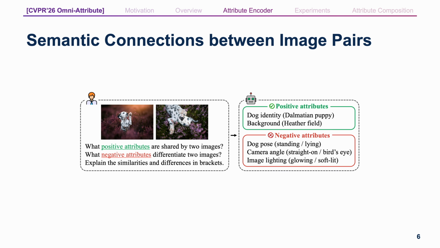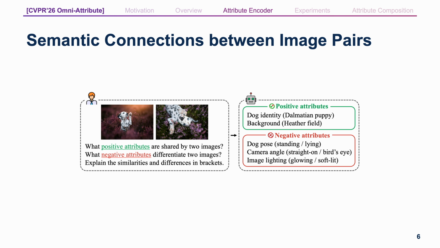So how did we learn this attribute encoder? First, let's introduce our training data set. We train our attribute encoder through semantic connections between image pairs. Each of our training samples is a pair of semantically related images, for example, these two dog images. To establish the connection between a pair of images, we use vision language models to perform attribute-level annotation.